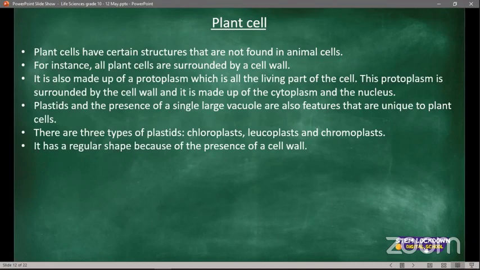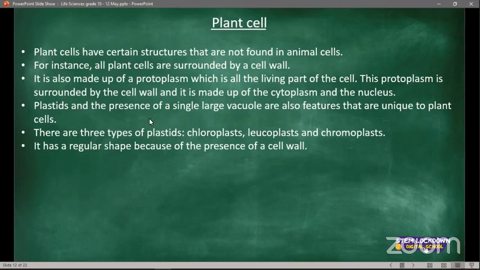This protoplasm is surrounded by the cell wall, and it is made up of the cytoplasm and the nucleus. Now, all of these organelles, we are going to go into more detail or focus more on them tomorrow, which is Wednesday and Thursday. So we are going to explain their functions further. You might be asking yourself what a cytoplasm is or what a nucleus is. We'll talk more about that.